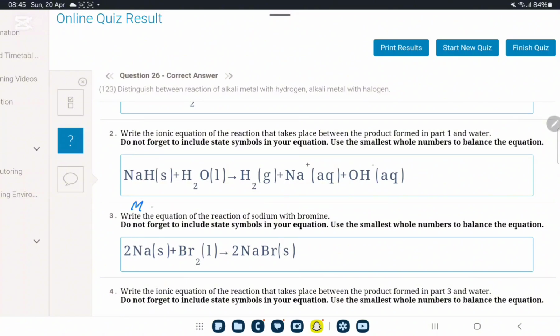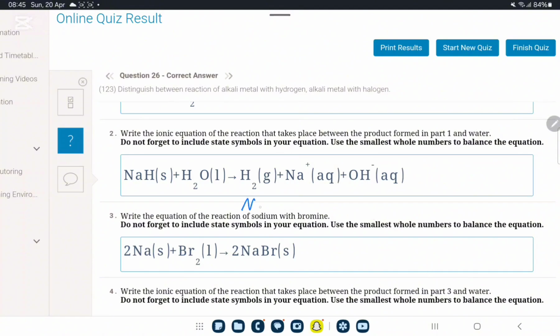Again, metal hydride and water. They're going to give H2 as in the gas, and then it's going to split the leftover ions, so Na plus, so metal plus, for example, and OH minus, hydroxide. You have to memorize this form, it's always like that.